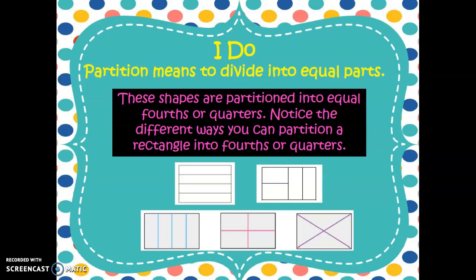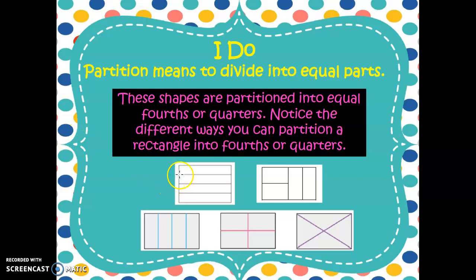Alright, let's look at the I do. Partition means to divide into what kind of parts? Equal parts. These shapes are partitioned into equal fourths or quarters. Notice the different ways you can partition a rectangle into fourths or quarters.